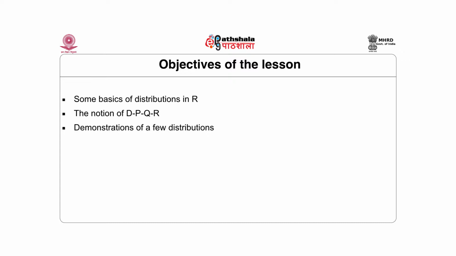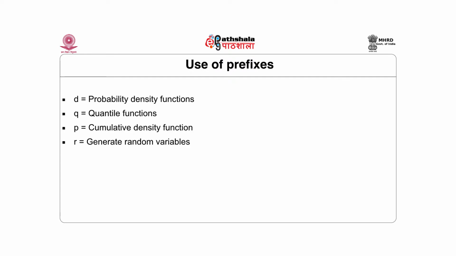So let us talk a little bit more about these prefixes. There are 4 prefixes: D, Q, P, and R. D stands for the probability density function. Q stands for quantile function. P stands for cumulative density function, and R stands for generating random variables.